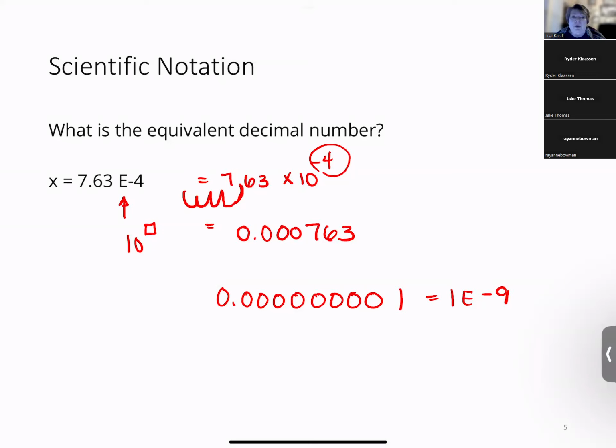So when you're doing a calculation on your calculator, make sure that you look to the right. And if there's an E there, then that means your calculator has put your answer in scientific notation. And you're probably going to have to put it in MyMathLab in scientific notation. If they want a decimal, then you're going to have to convert that scientific notation to a decimal.